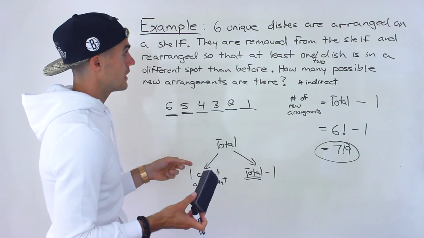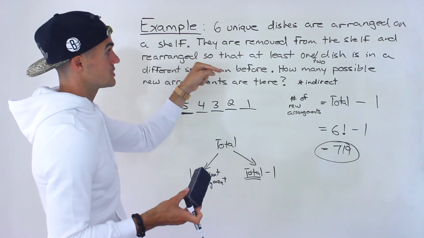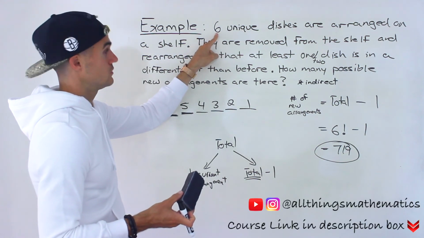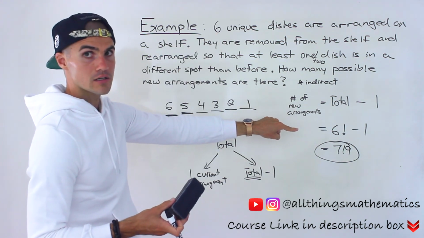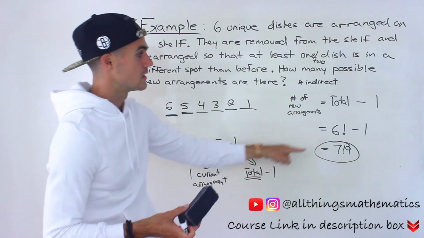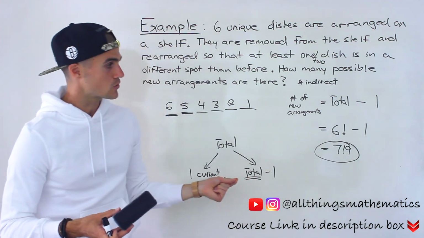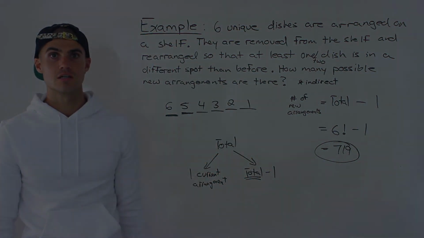And then we can generalize this. It doesn't have to be 6 unique dishes. It could be n unique dishes. And the answer would be n factorial minus 1. But in this case, it was 6. 6 factorial, which is 720, minus 1 gives us 719.